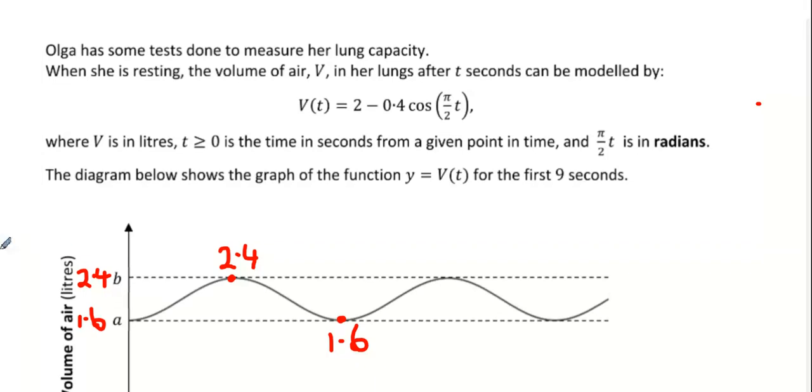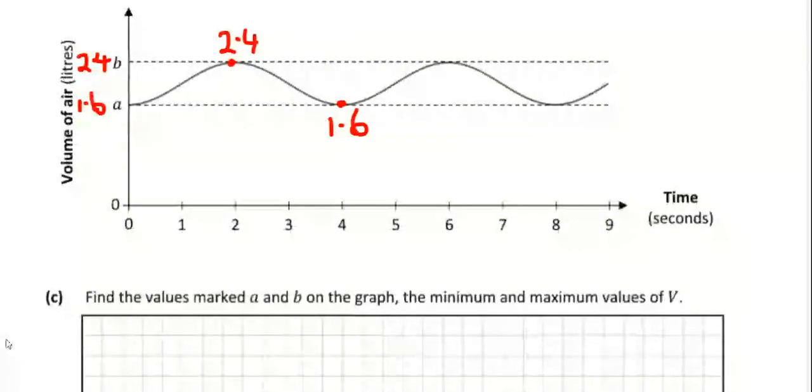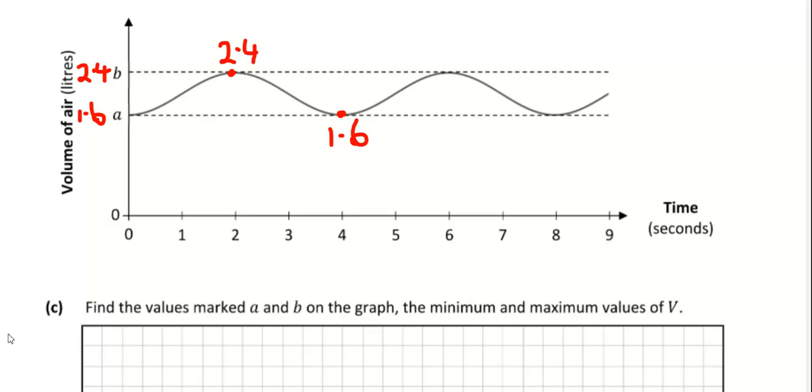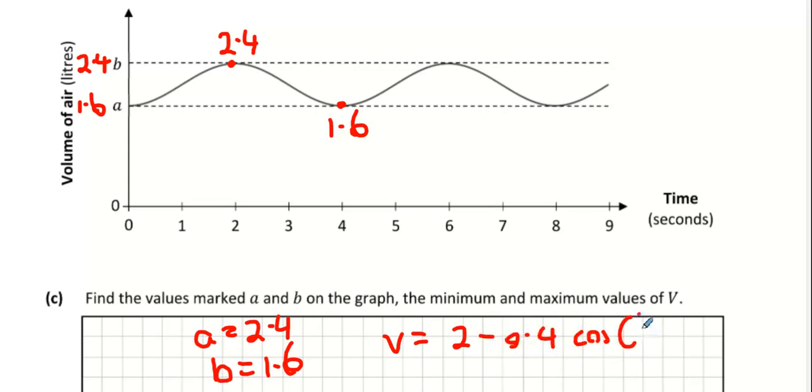How do I show workings for that? Find the values of A and B in the graph. That's not too bad though, is it? The table function would actually get you away with that. I'll show you how to do it now. What's the equation again? 2 minus 0.4 cos pi over 2t.